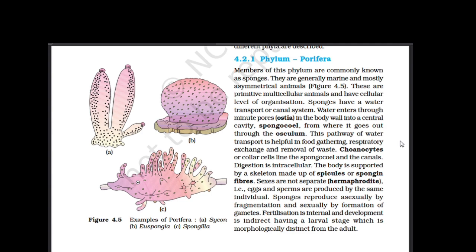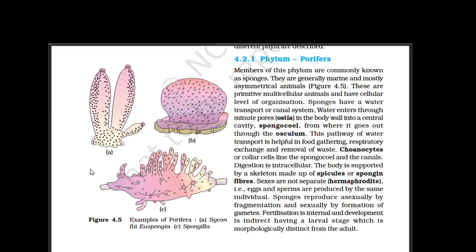Choanocytes or collar cells line the spongiocele and the canals. Digestion is intracellular. The body is supported by a skeleton made up of spicules or spongin fibers. Sexes are not separate, they are hermaphrodite. That is, eggs and sperms are produced by the same individual. Sponges reproduce asexually by fragmentation and sexually by formation of gametes. Fertilization is internal and development is indirect, having a larval stage which is morphologically distinct from the adult.